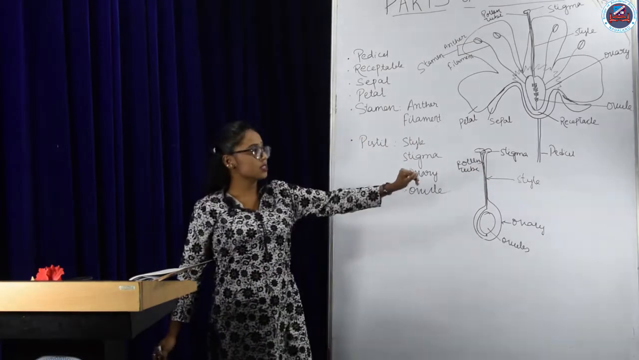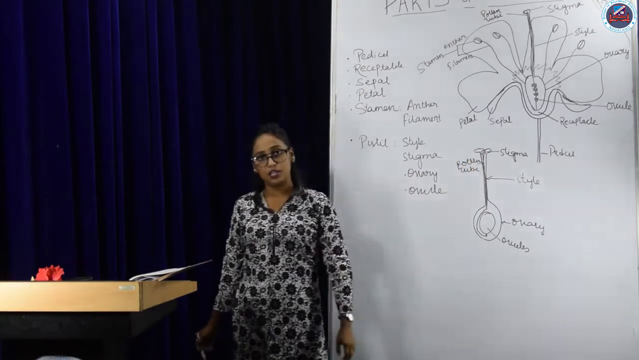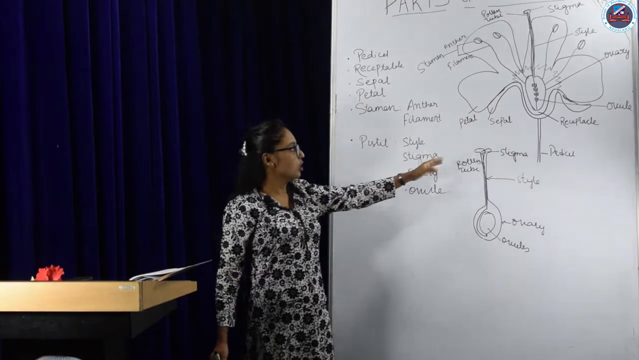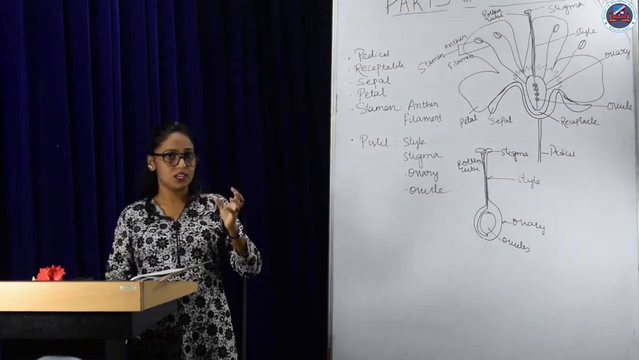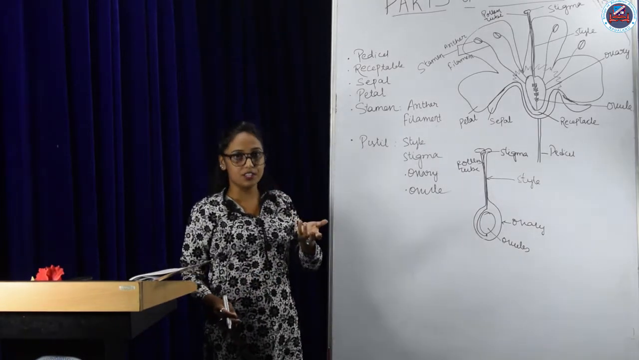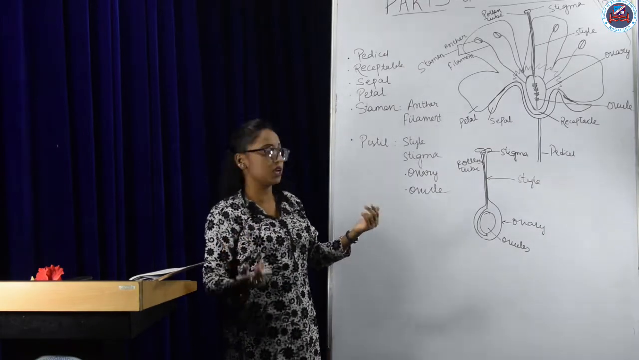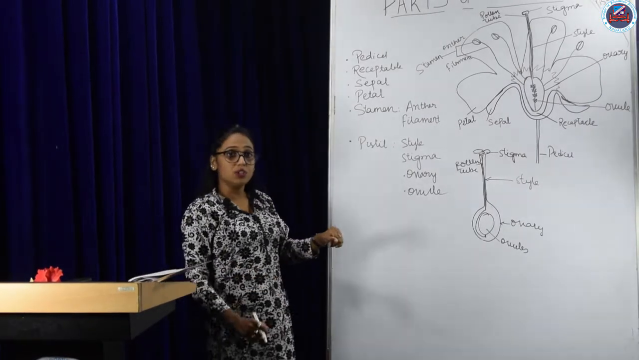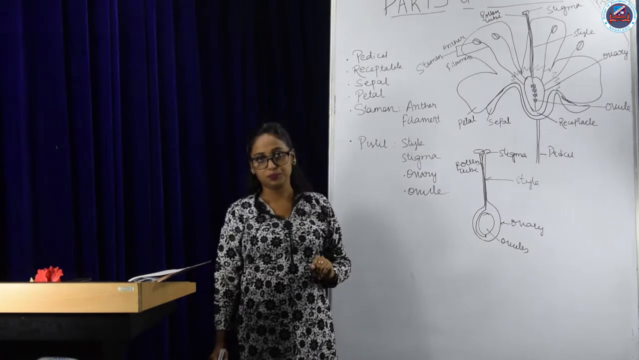Now, what does the stigma do? The tip of the style is the stigma, or the head of the pistil. This stigma has a sticky substance which catches the pollen grains that are dispersed by wind, water or sometimes by insects. And so they are responsible for the process of fertilization to occur.